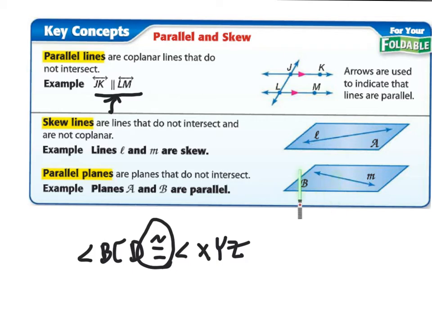For a situation like that, and parallel planes are planes that, planes do go on forever. They're planes that are just parallel. Here's another situation you'd have here.